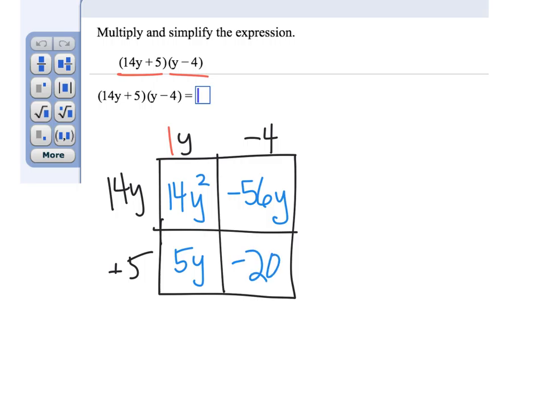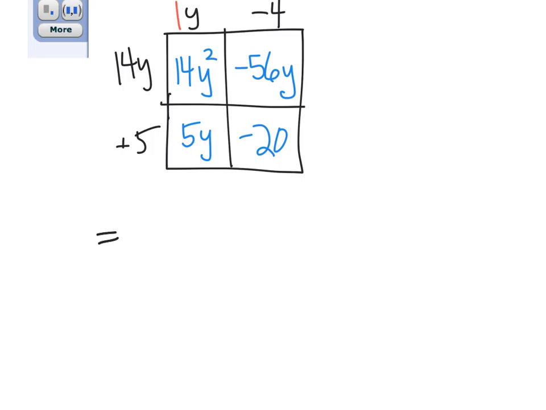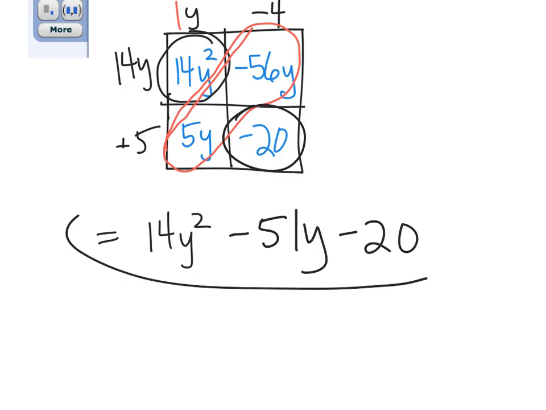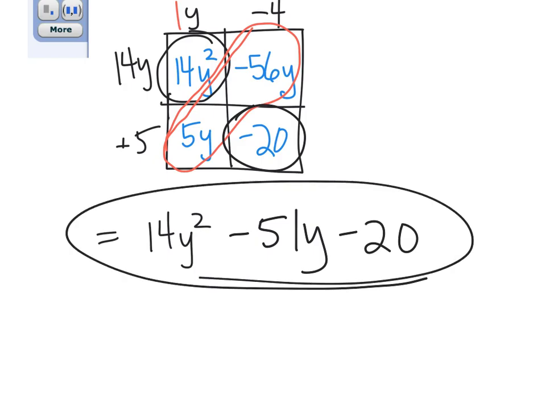And now we're ready to combine our like terms. We can see that this guy has no like term, so it's just going to be 14y squared. We can see that these guys are our like terms. So you have positive 5 minus 56. There's a lot more negatives than positives, and if you think about a head-to-head battle, that's going to end up being negative 51y. And then this guy has no like term, so it's minus 20, or negative 20. And there is your answer.